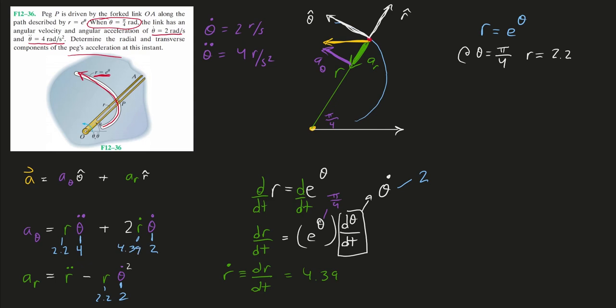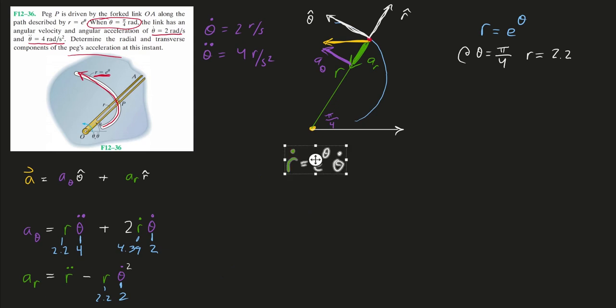4.39. Last thing we need is r double dot, the derivative of the derivative. So here we have this equation that we just came up with, e to the theta times theta dot. We have to take the derivative of this again. So let's do that. We got to be really careful when we're doing that. We have product rule going on.